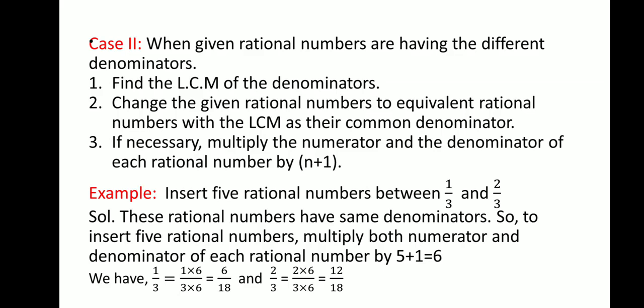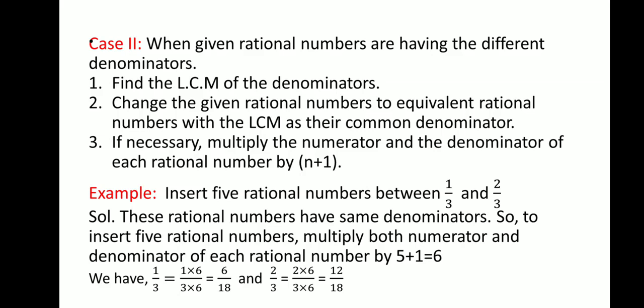So 5 plus 1 will be 6, and I need to multiply this rational number, 1 by 3, numerator and denominator by 6, that will be equal to 6 over 18. The same is the case with 2 over 3. So 2 over 3 is equal to 2 into 6, and the denominator will also be multiplied by 6, so it will be 3 into 6, that will be equal to 12 over 18.